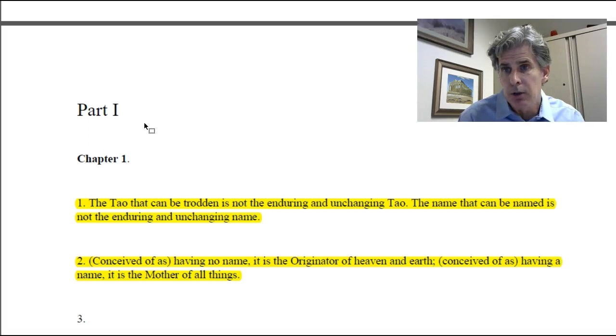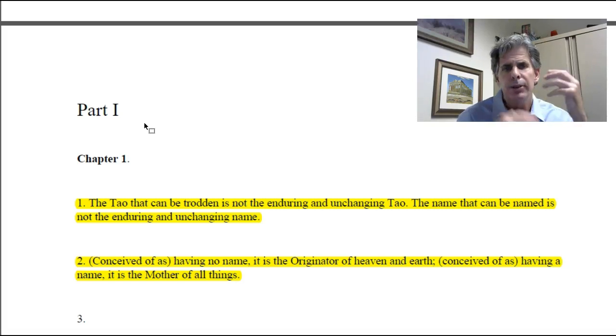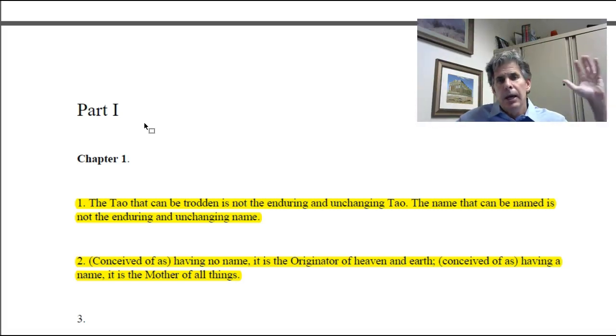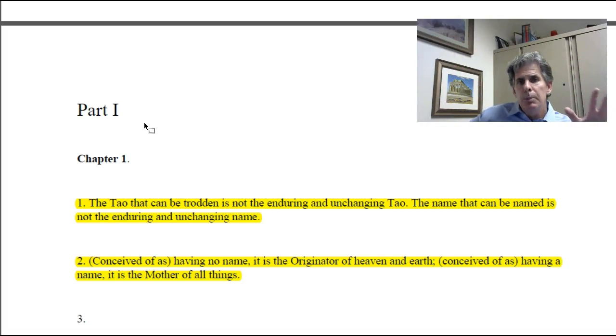And right from the beginning, you're sitting there thinking, man, Pendleton, I don't know what the heck you're talking about. Because look at that first sentence. The Tao that can be trodden is not the enduring and unchanging Tao. The name that can be named is not the enduring and unchanging name. What the heck does that mean? And that sentence for so many people is difficult to understand for good reason.